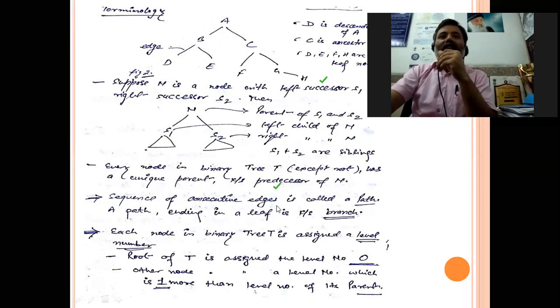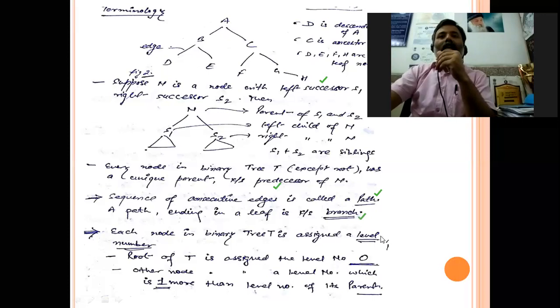A sequence of consecutive edges is called a path. This is a new term, path. Like this A to B to H and this B to D to H. These consecutive edges will create a path. And a path ending in a leaf is known as a branch. Like this one, it ends at D. So this path, we will say it is also a branch. So there are two terms, path and branch.